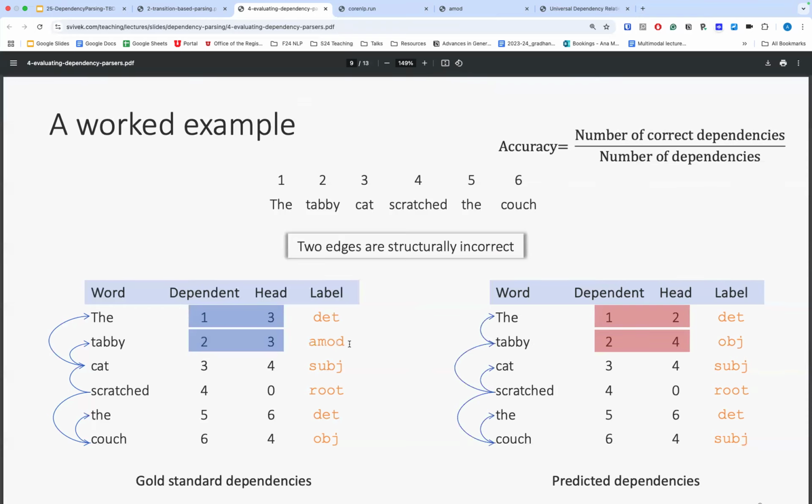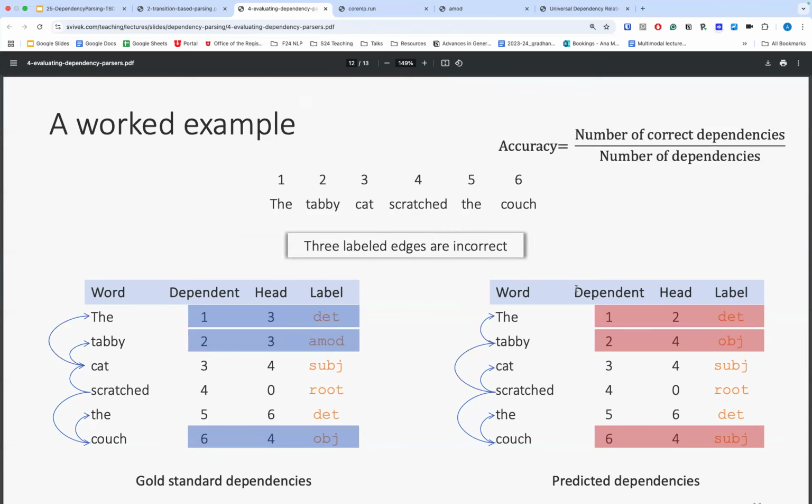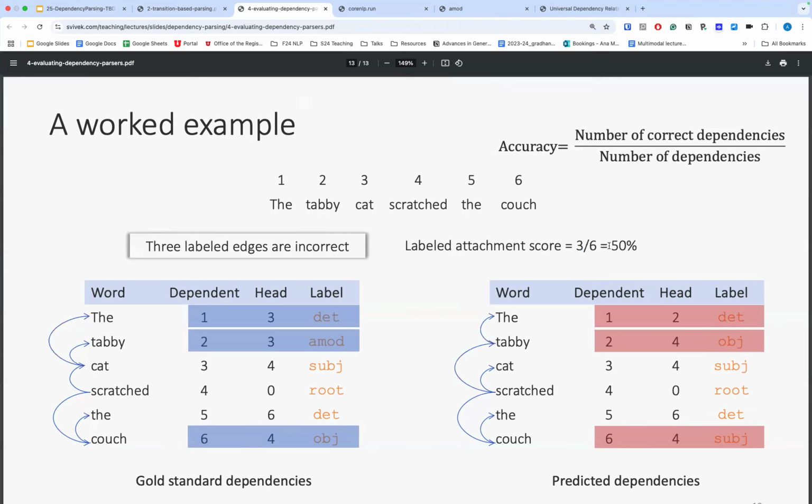So in the end, we find that 2 edges are structurally incorrect, and for the unlabeled attachment score, because there are 6 possible dependencies over here, it is going to be 4 out of 6, because 4 are correct out of 6 possible. So the unlabeled attachment score for this single example is 66%. And then we also observe that 3 labeled edges are incorrect, and we will therefore have 3/6 for our labeled attachment score. And that's it. In this way, you are evaluating the dependency parser.